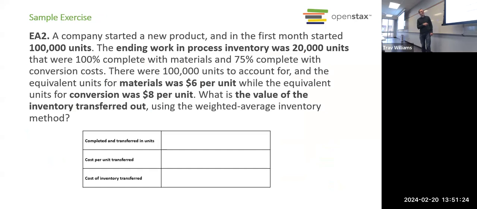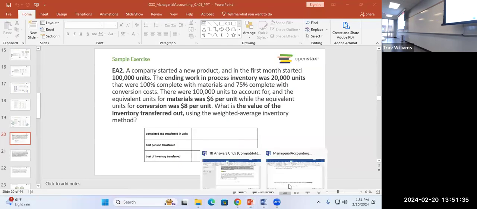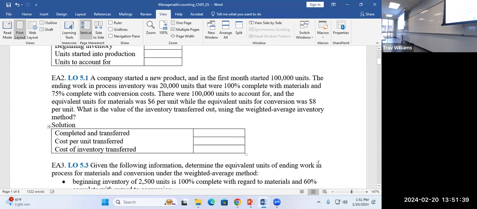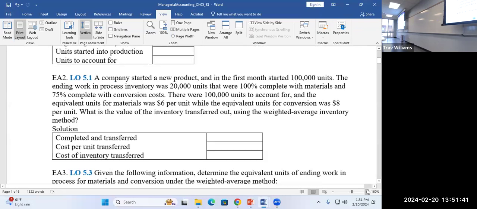Oh, good, an exercise. Let's do that. So go ahead, open up your exercise set, and we'll take a look at this one.